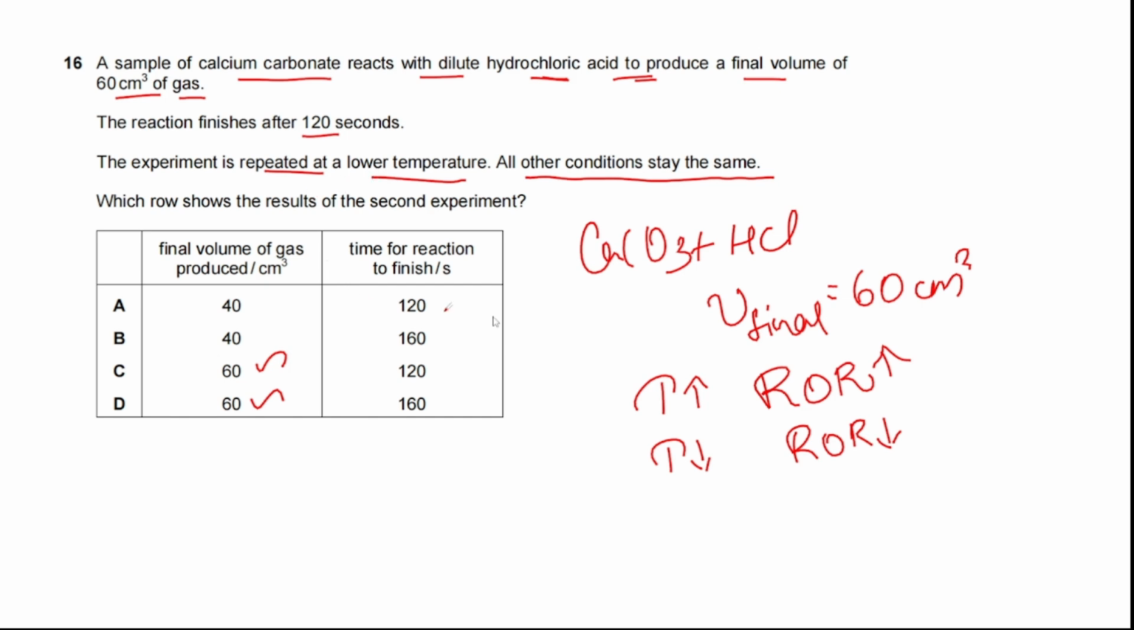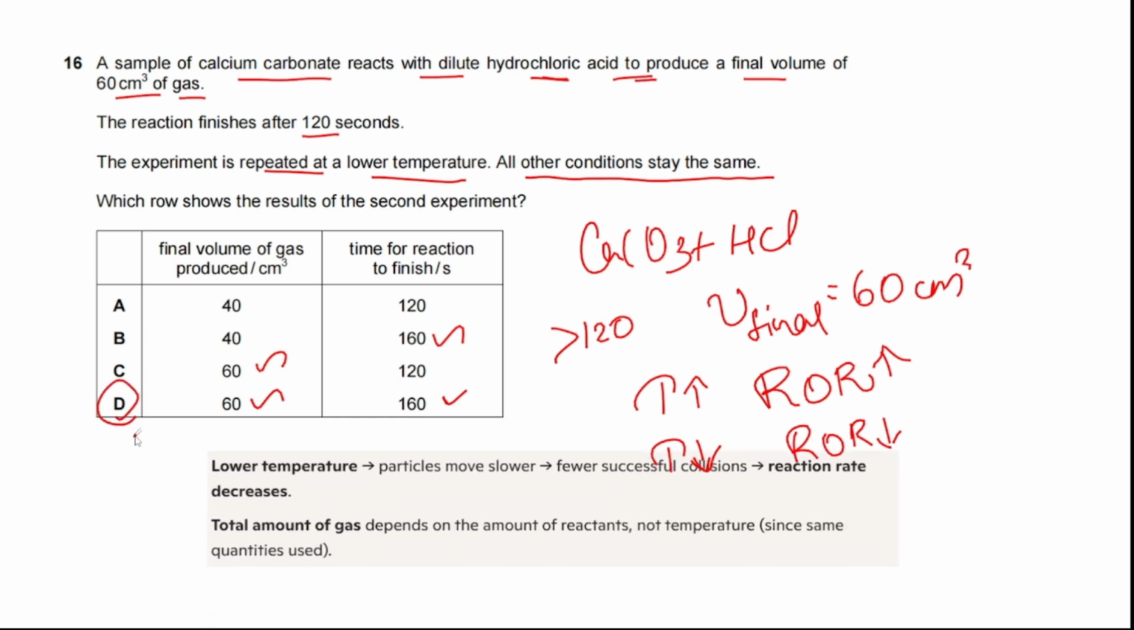But at a lower temperature, the rate of reaction also lowers, so it will take a lot more time to finish. So it will be greater than 120 seconds. It could be 160 seconds. So the correct option is option D. So at lower temperature, particles move slower, there are fewer collisions, and the reaction rate decreases.